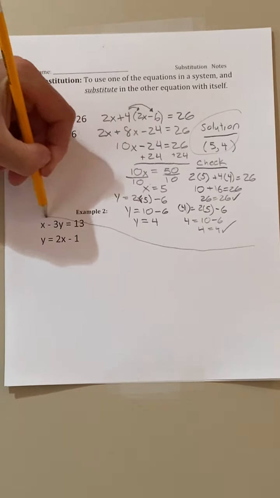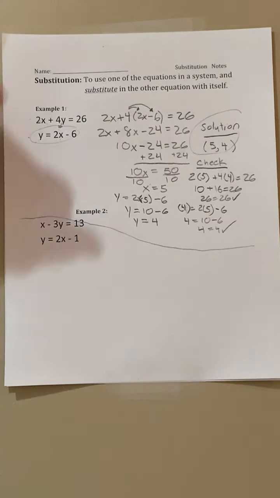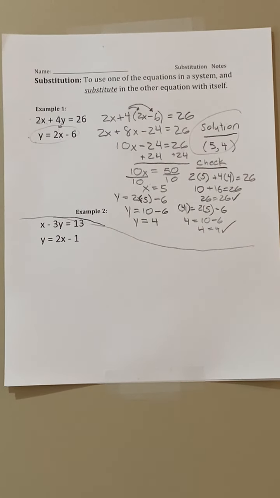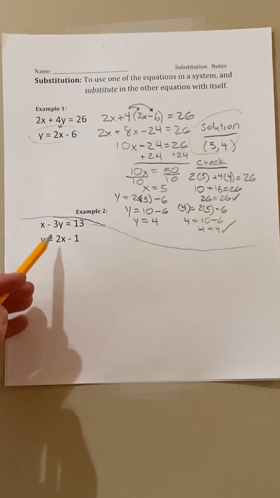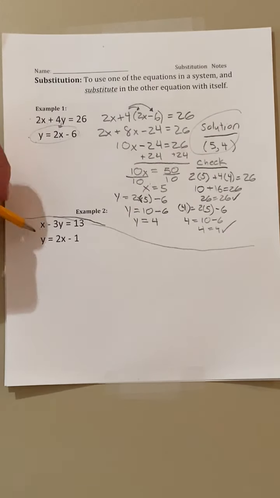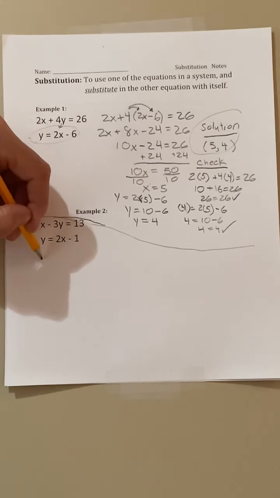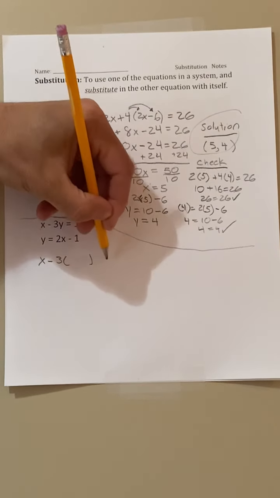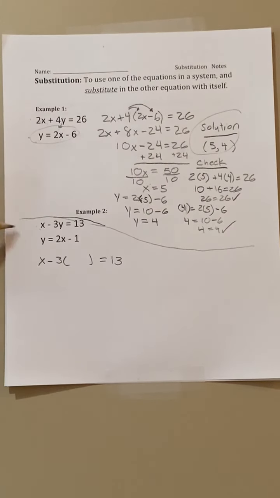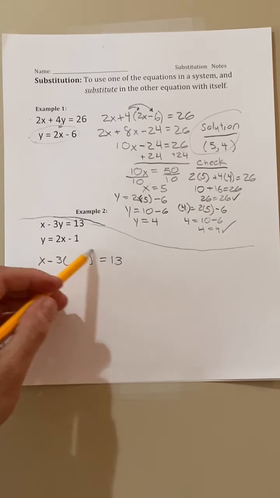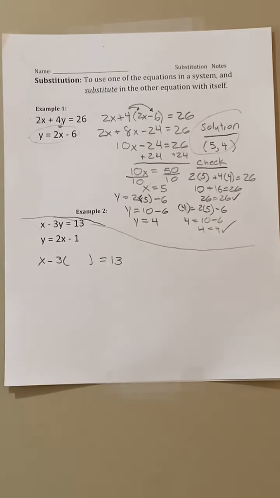Let's now look at our second example here. The second example is just going to be a little more complicated because of some of the signs that we have. But once again, I have one equation in standard form, my first equation. My second equation is in slope-intercept form. So the first step is to copy down my first equation, but leave a big blank space here for y. So I have x minus 3y equals 13. I've just copied that down: x minus 3, big blank space for y, equals 13.